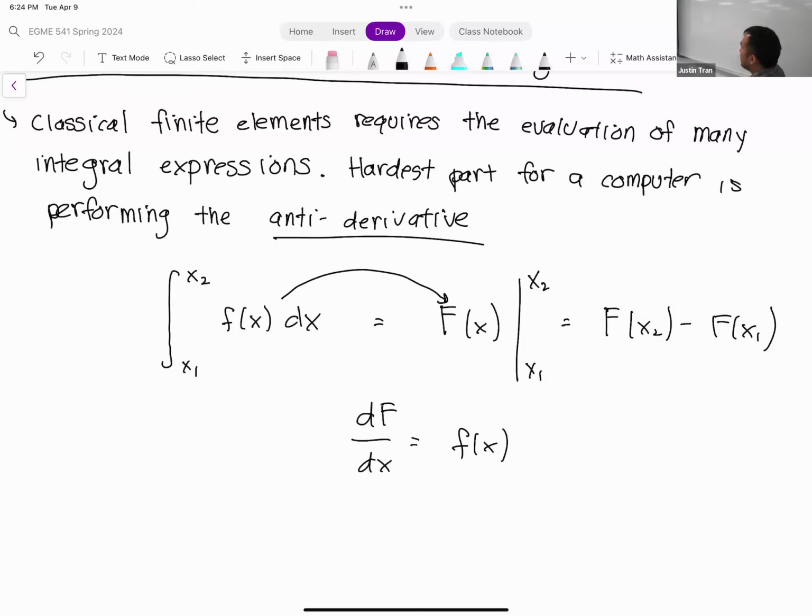But in a traditional computer code, and I know things are changing with AI and everything like that, but in a traditional computer code that you would write in MATLAB or C++, this process is actually very difficult. It's not something you can just code up very easily. So this leads us to ask a question: is there another way we can evaluate our integrals that's a little bit more computer friendly, or computer code friendly?